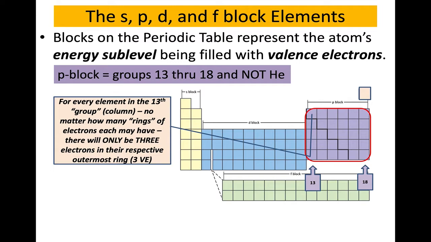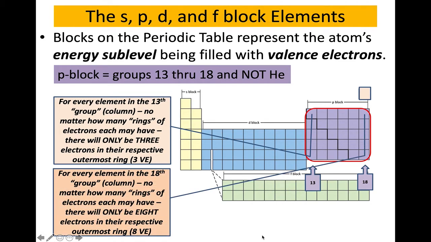Every element in the 13th column, no matter how many rings of electrons, so as I'm going down, I'm adding rings, 2 rings, 3 rings, 4 rings, 5 rings, 6 rings, no matter how many rings of electrons, their outermost ring will only have 3 valence electrons. That's the 3 right here. Take 13 minus 10, you get 3. All the way over to group 18, they have 8 electrons in that group. So no matter how many rings of electrons they have, whatever their outermost ring is will only have 8.